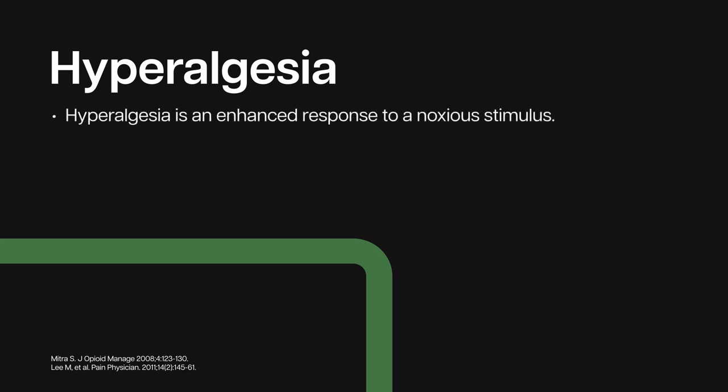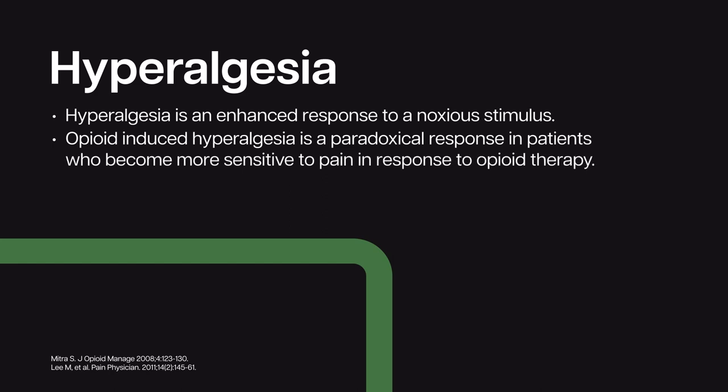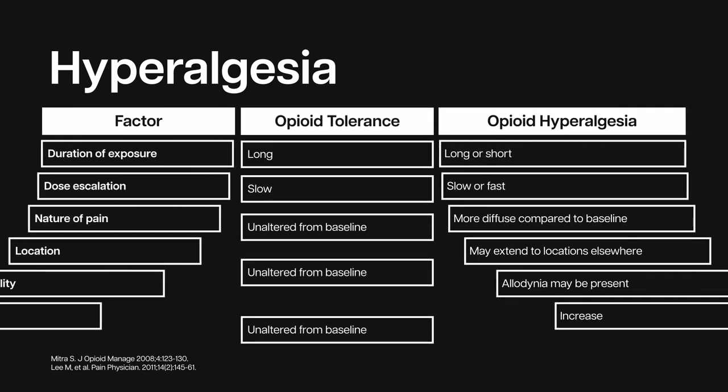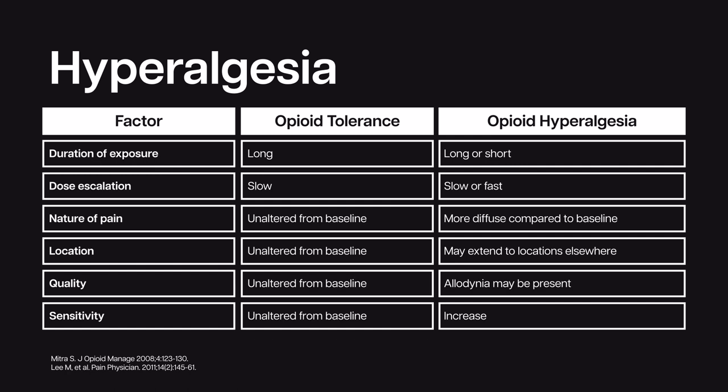Hyperalgesia is characterized by an enhanced response to a noxious stimulus or pain. Opioid-induced hyperalgesia is a paradoxical, unexpected response where a patient might become more sensitive to pain following opioid therapy. This is different from opioid tolerance. The table below shows some of the differences between opioid tolerance and opioid hyperalgesia. In general, in opioid hyperalgesia, the nature of the pain becomes more diffuse compared to baseline and can extend to various locations amidst increased sensitivity. Also, it is not dependent on the duration of exposure or the dose escalation.